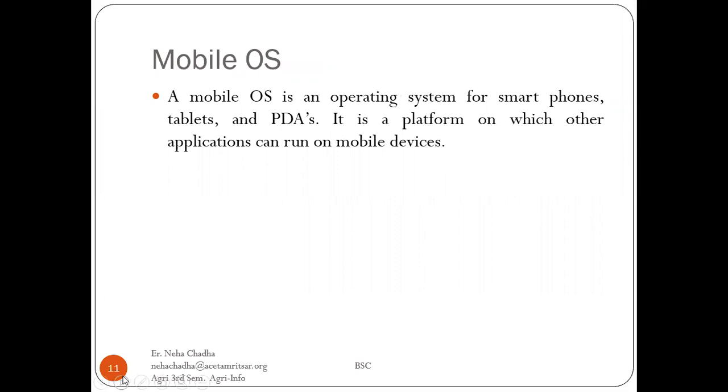Then comes the mobile operating system. The mobile operating systems that you are using, Android and iOS, are mobile operating systems. As in the Nokia mobile phones, they use their own Windows operating system. A mobile operating system is an operating system for smartphones, tablets, and PDAs. It is a platform on which other applications can run on mobile devices.